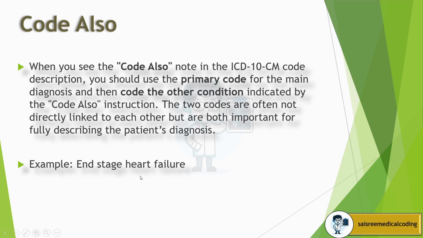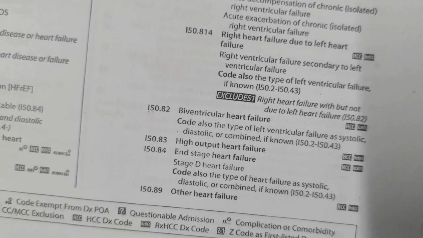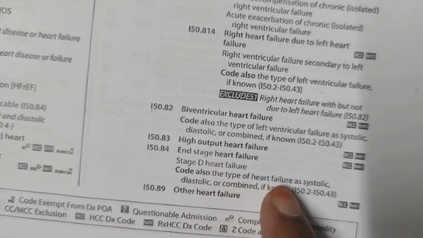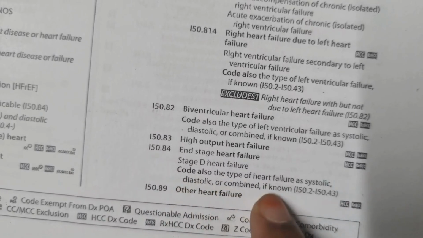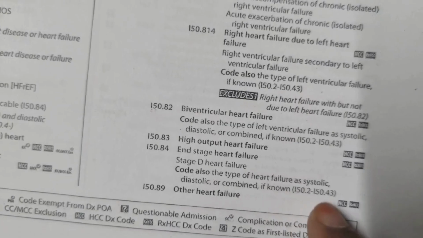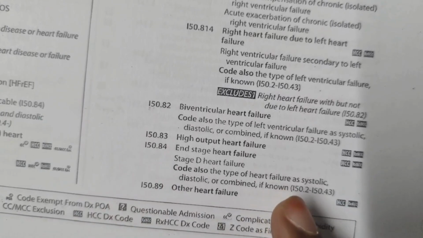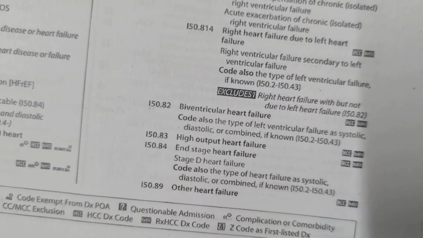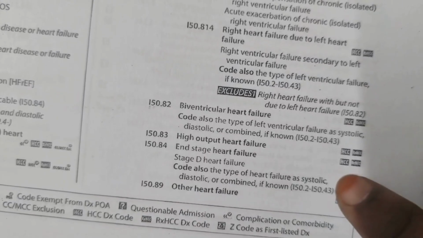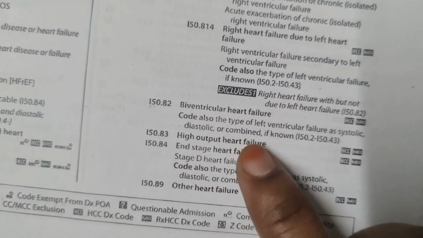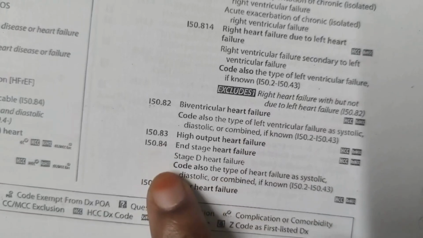Here I have given an example of end stage heart failure. We'll see this example in our ICD-10-CM manual. Under end stage heart failure, we have a convention called code also. The type of heart failure, systolic or diastolic or combined, if known, and they have given a series of codes. It means along with the end stage heart failure, based on the provider's documentation, we need to capture whether it is systolic heart failure, diastolic heart failure, or combined heart failure.